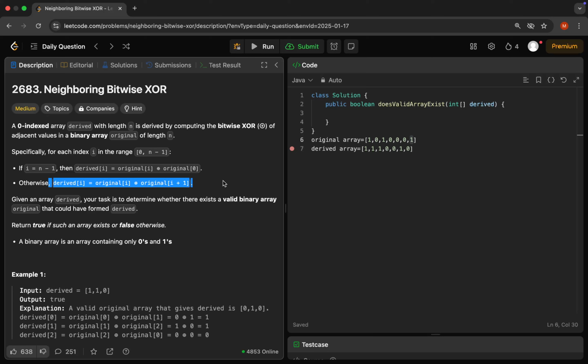It means the current element and the next element. You can also assume this as the current element and the next element. The array ends, and that's why it will start from the first. Okay, so given an array derived, your task is to determine whether there exists a valid binary array original that could have formed derived.